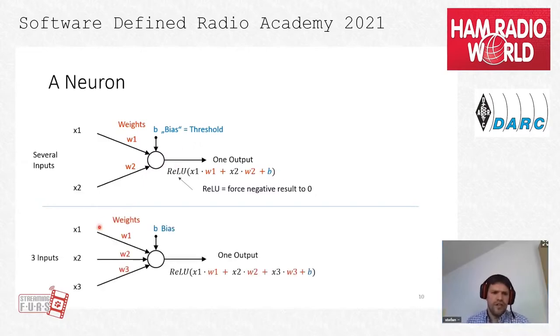You could also have a neuron with three inputs or more inputs. Then you again weight every input by a value, and you add again a bias and take the ReLU operation to form a neuron that is a little bit more complex.